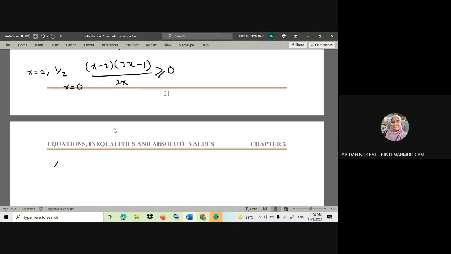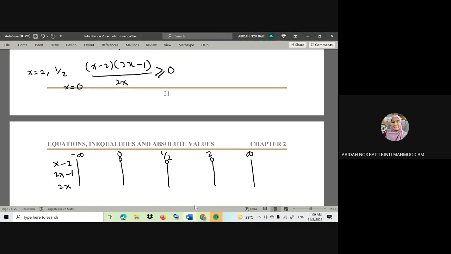So we start from x minus 2, 2x minus 1, 2x. This is your number line. We start from negative infinity, we arrange lah ya, and then 0, and then half, 2, and last is positive infinity. So we put empty circle first for all x, all points.